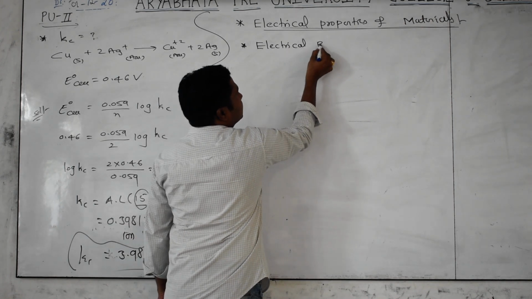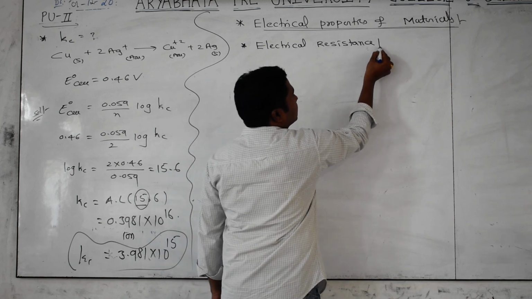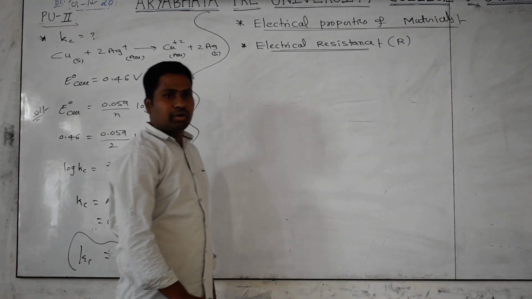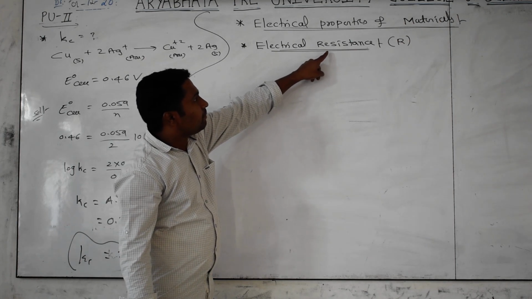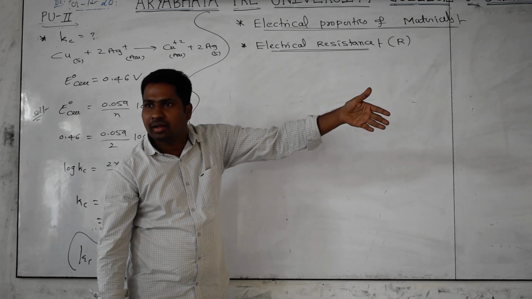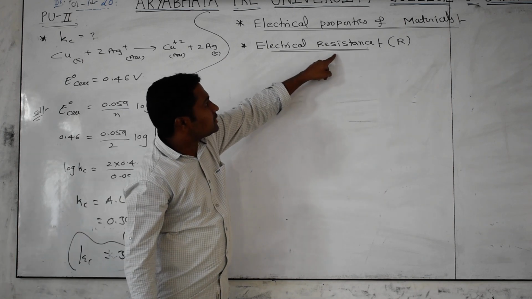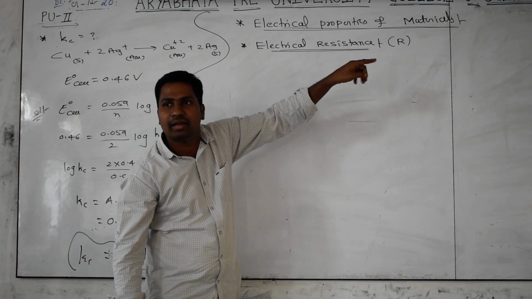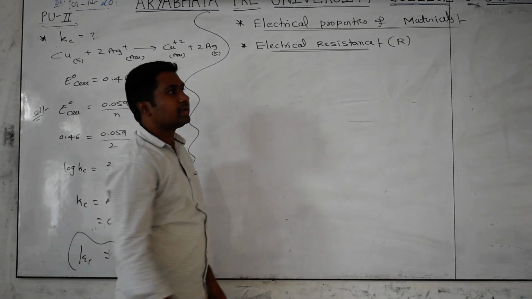Electrical resistance. I think you know this term from physics. What is the meaning of resistance? Resistance, denoted by R, is the measure of the property of a material to oppose the flow of current through it. Once again, electrical resistance is the measure of the property of the material to oppose the current through that material.